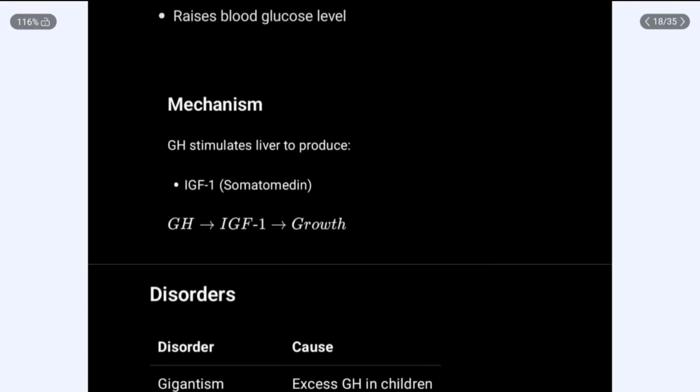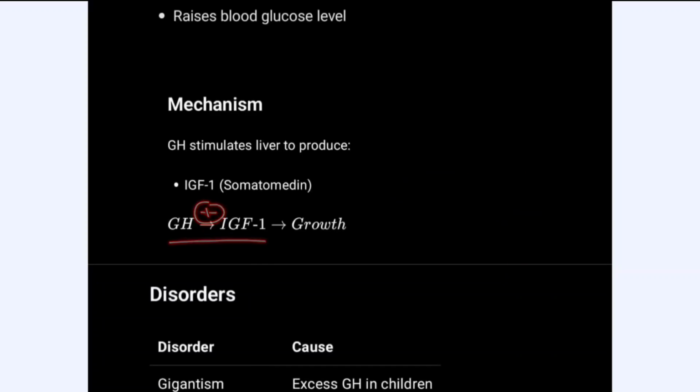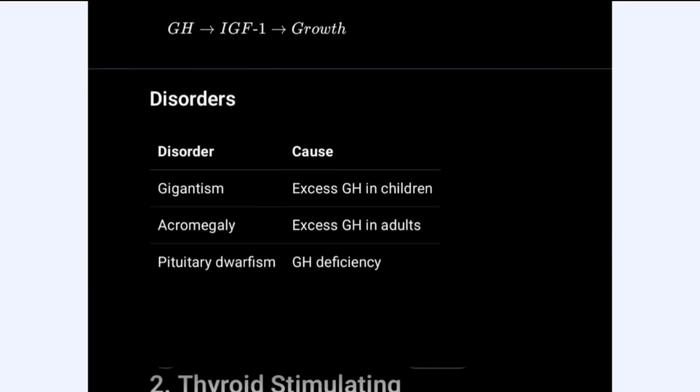Let's see the mechanism. Growth hormone stimulates the liver to produce IGF-1. IGF full form is insulin-like growth factor. So growth hormone stimulates the secretion of insulin-like growth factor 1, which induces the growth. Now let's see the disorders.